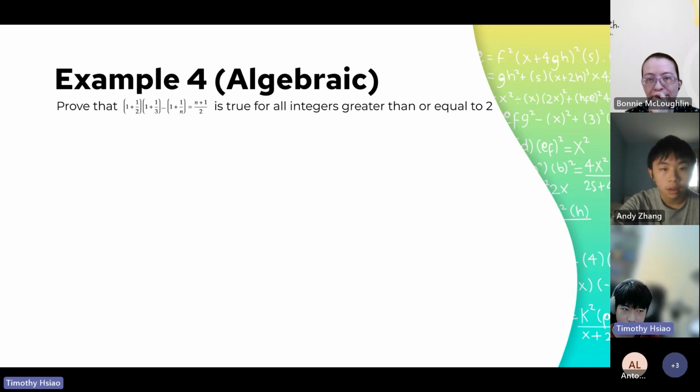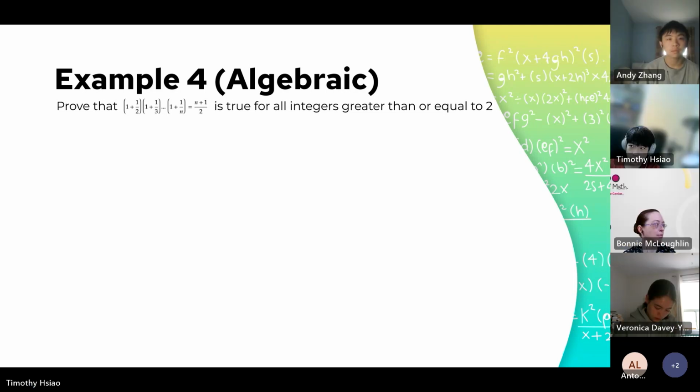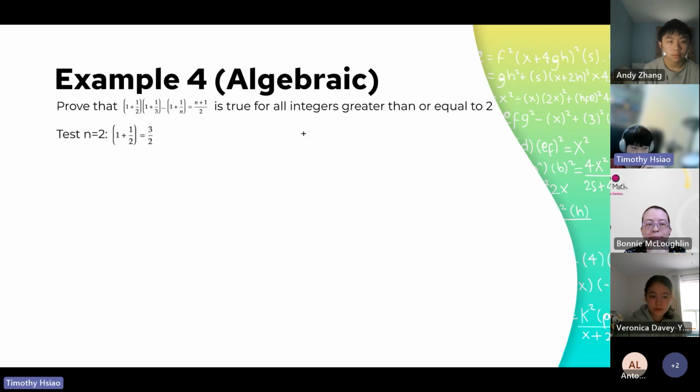So I'm going to give you guys some time to try this question out. Maybe like 3 minutes, and then I'll come back and do the solution. Okay, so if you got a chance to look at it, I'm going to go through a solution right now. As I said, the base case is n equals 2. So we just sub in 1 + 1/2, which is 3/2.